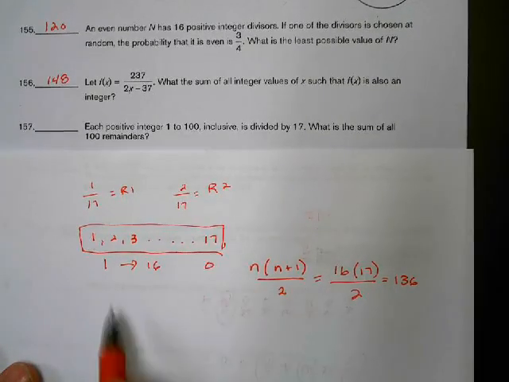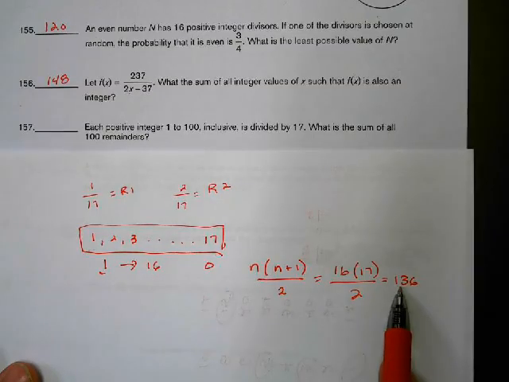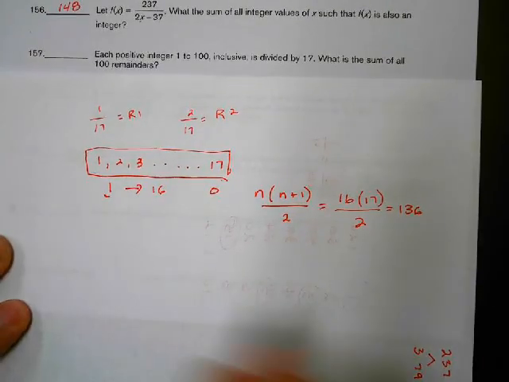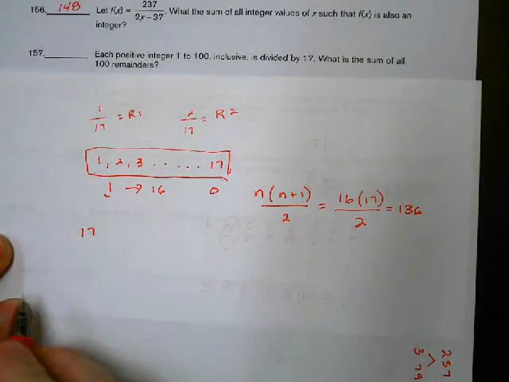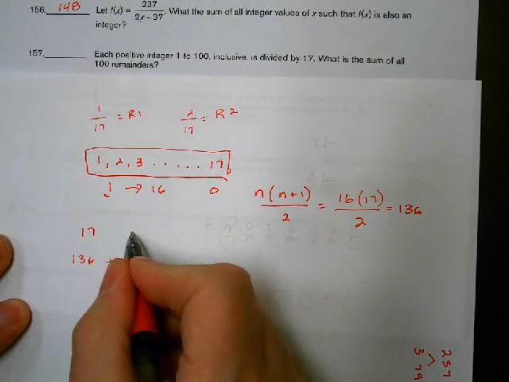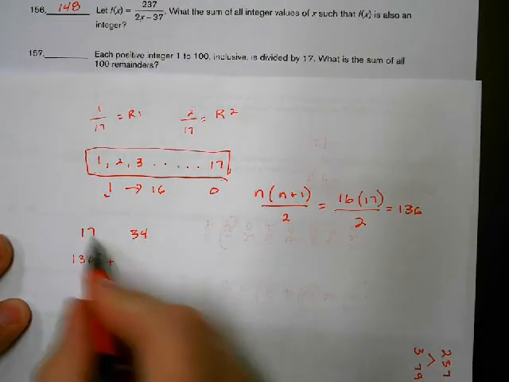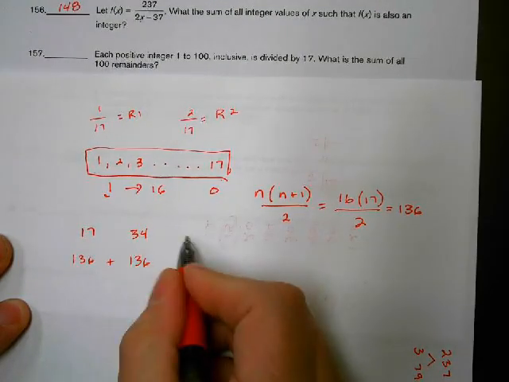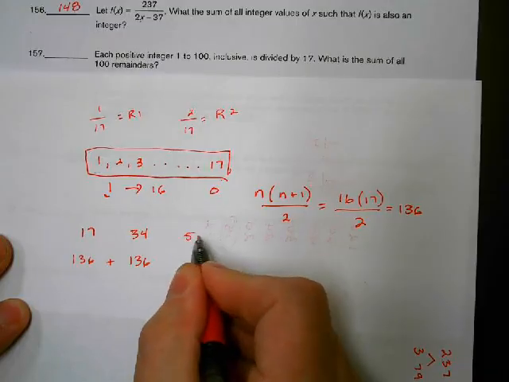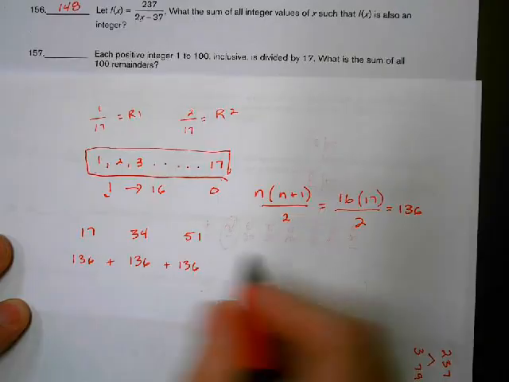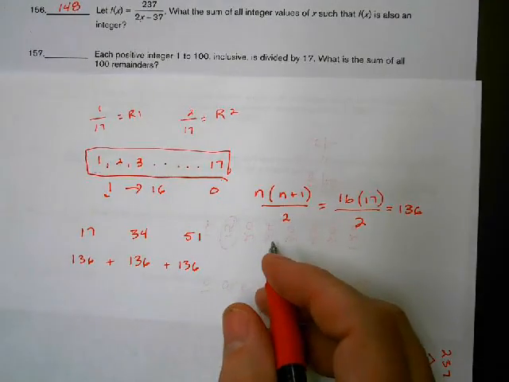So how many times am I going to get 17 numbers? Well, the first 17 numbers, I get 136. When I get to 34, because that's the next 17, I would get another 136. The next 17 would be 51, and I would get another 136. The next 17 would put me at 68, and that would be another 136 remainders.